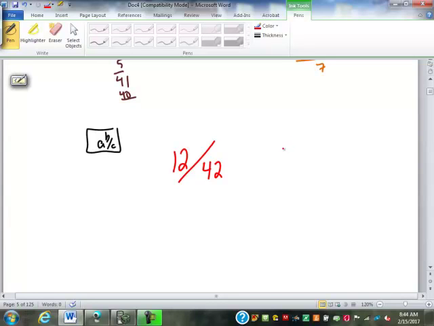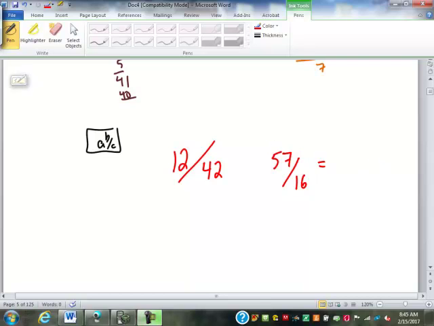Or if I give you 57 over 16, 3 and 9/16. So it automatically breaks those down for you.